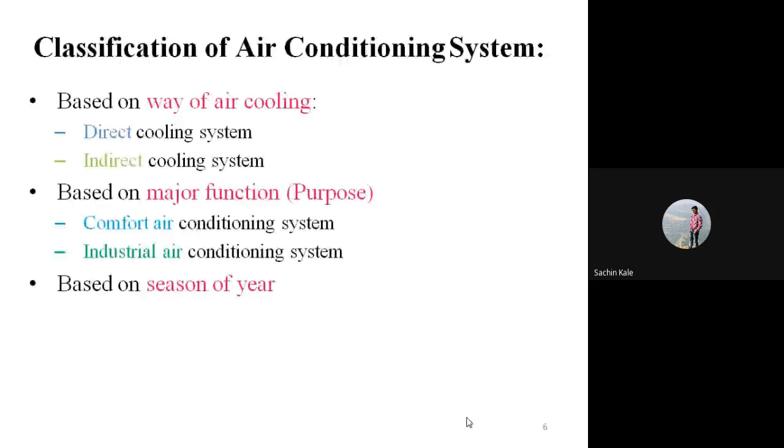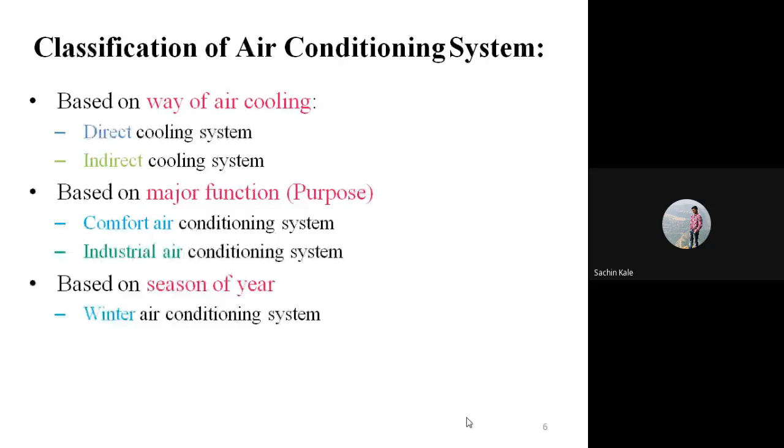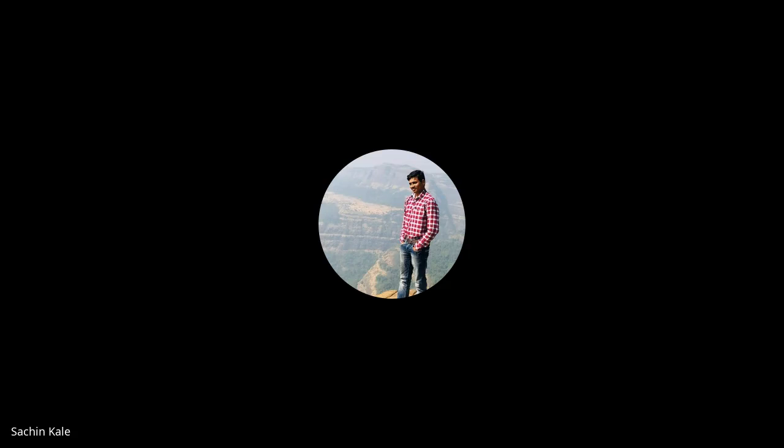If that air conditioning system is used only for winter season, that will be called a winter air conditioning system. That means the psychrometric process which we carry out in that winter air conditioning system is nothing but heating and humidification. If we use the air conditioning system only for the summer season, that means that system is able to carry out only cooling and dehumidification, then that will be called a summer air conditioning system.